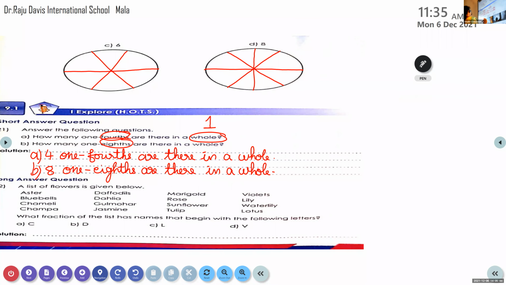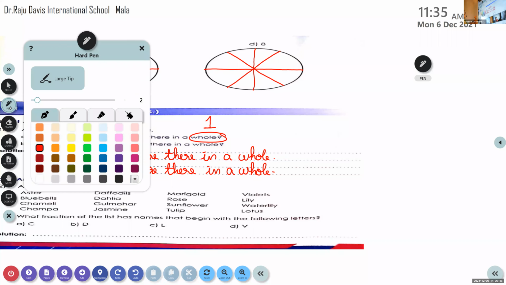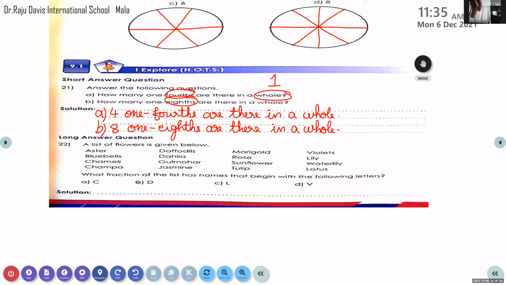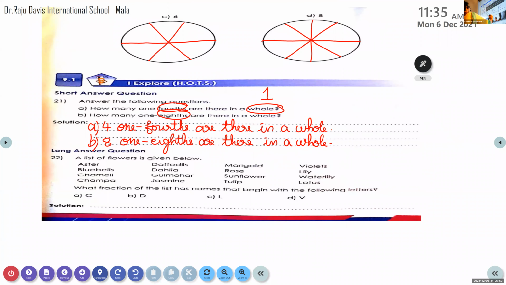Okay. Now next one, question number 22. A list of flowers is given below. The names of flowers are given there. Aster, bluebells, chameli, champa, daffodils, dahlia, gulmohar, jasmine. Many names of flowers are given over there. The question is, what fraction of the list has names that begin with the following letters? With C, you have to check how many names of flowers start with the letter C, and write the fraction according to that.